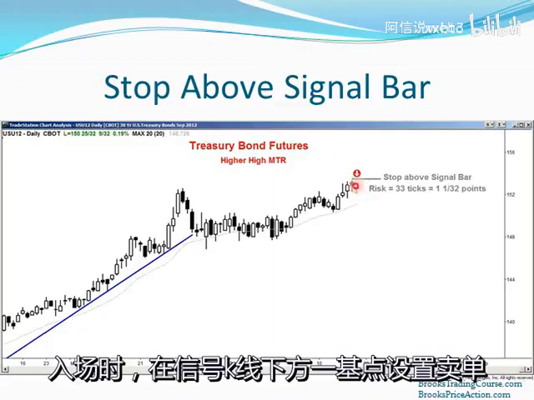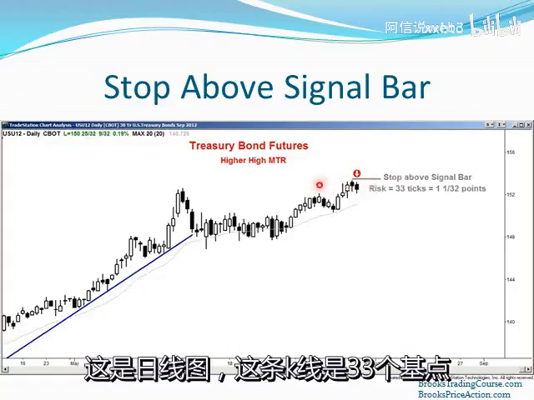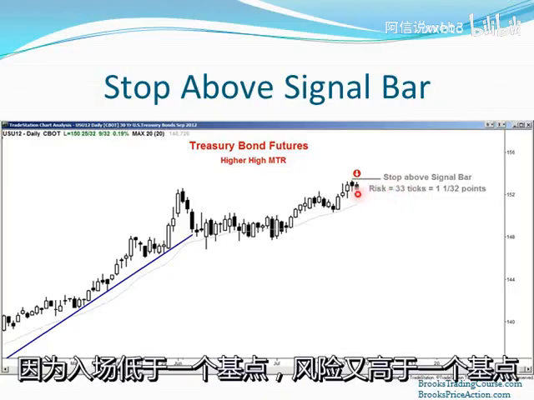If you take the trade, you sell 1 tick below the signal bar, and your initial stop is 1 tick above the signal bar. At this point, this is a daily chart. The bar is 31 ticks tall, so your initial risk is 33 ticks, 2 ticks more, because you entered 1 tick below, and your stop is 1 tick above.